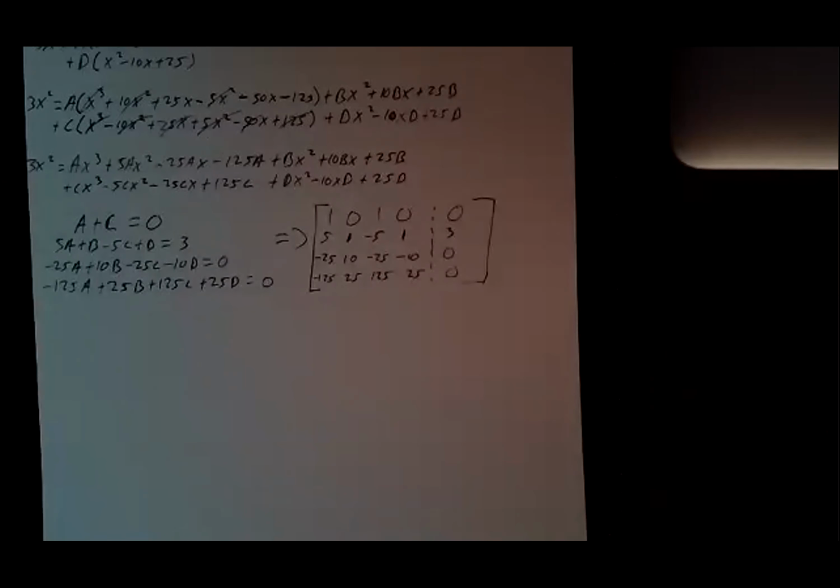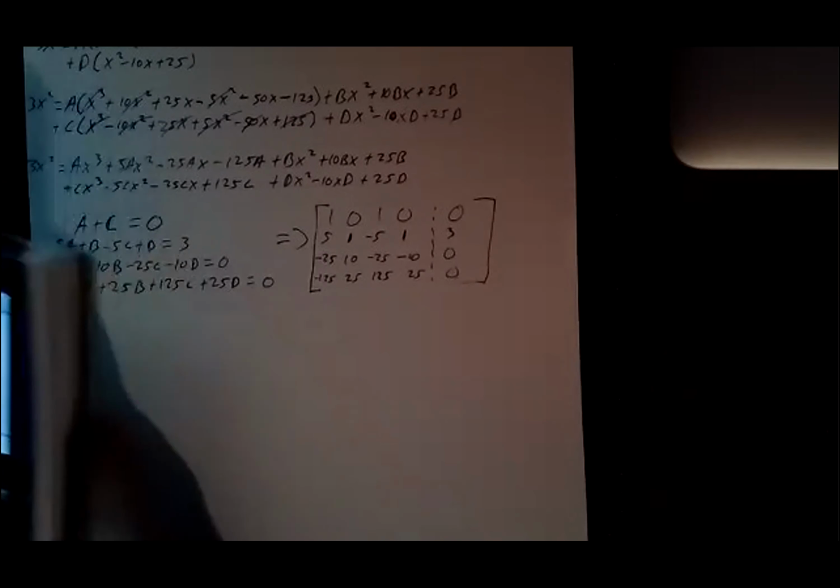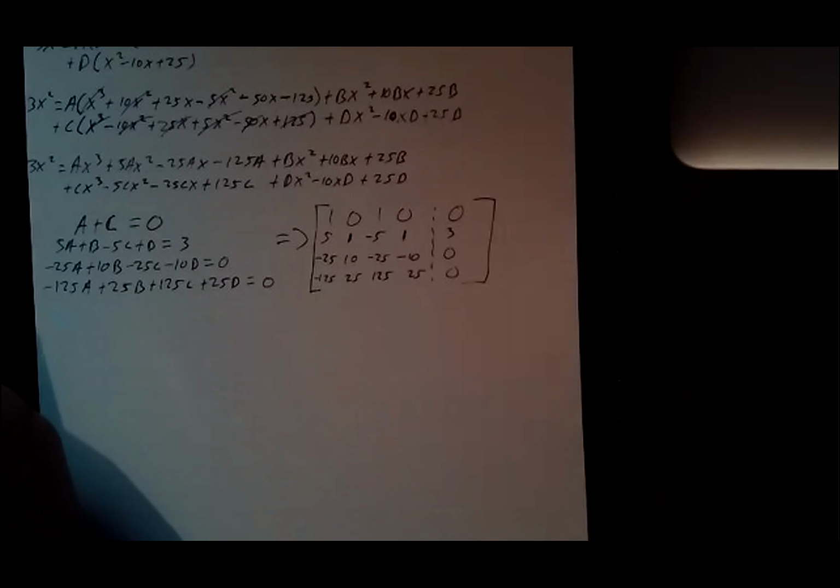That should be. Let's see if I get this guy's answer or not. Hmm. 1, 0, 1, 0, 0, 3. Okay. 5, 1, negative 5, 1. Negative 25, 10, negative 25, negative 10.